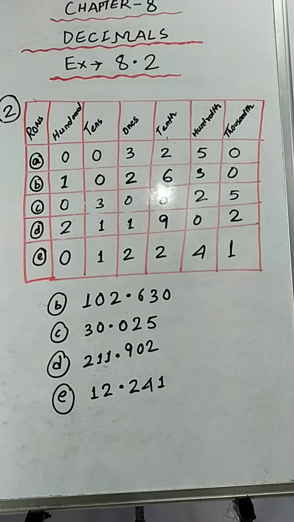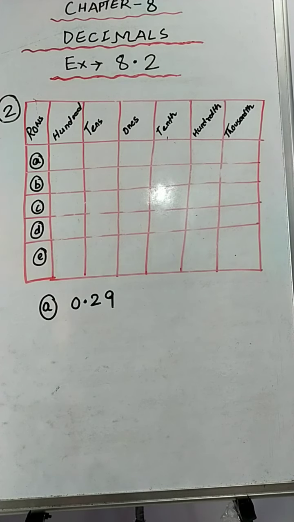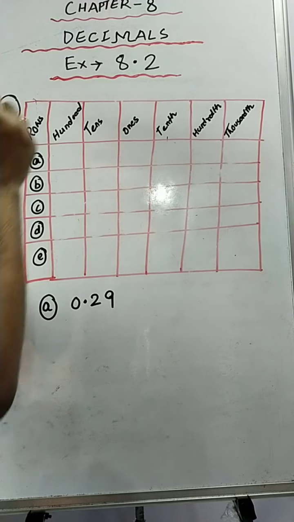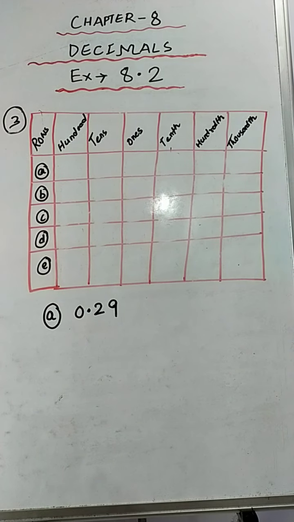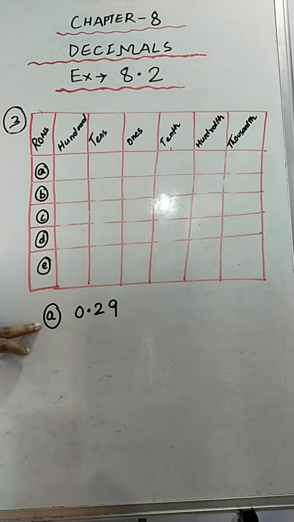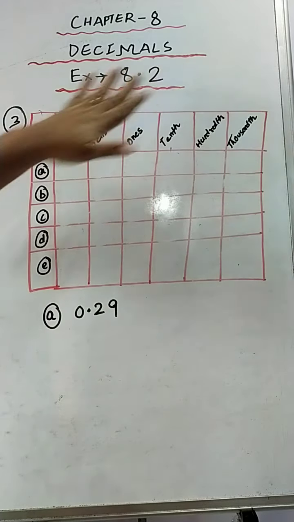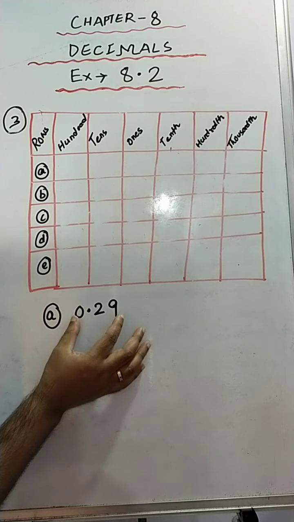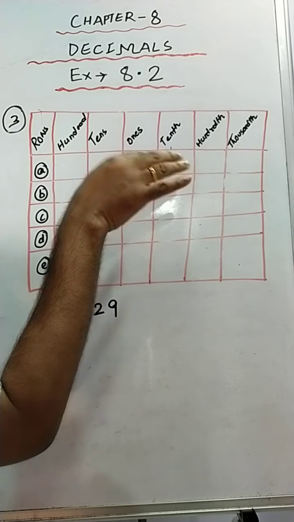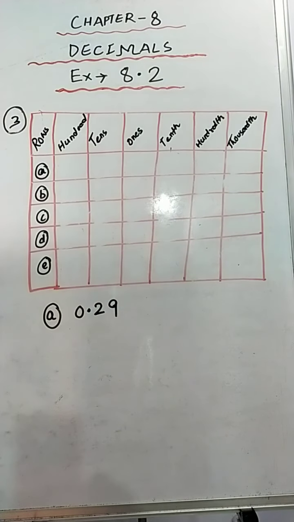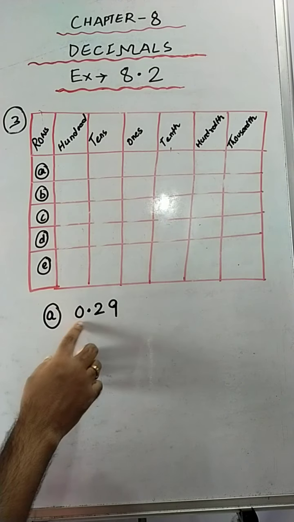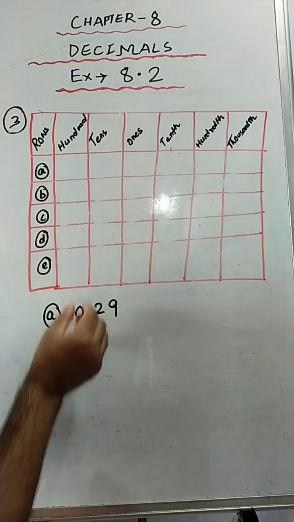Now let's move on to question number 3. Question 3 is just the opposite of question number 2. What we have to do in question number 3 is write the following decimals. This is sum number A that I have written. You have to write the following decimals in the place value table. So again you have to draw this table, students, and write all these decimal numbers in the place value table. For that you have to know the place value of all the digits, and accordingly you put all the digits.